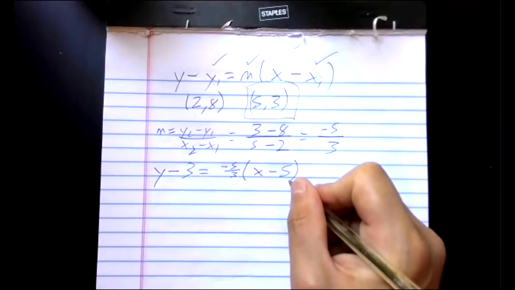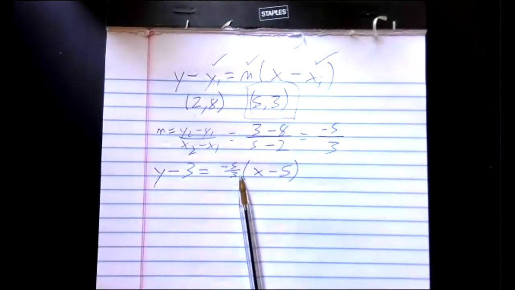Now, because the problem said point-slope form, that's it. Just put your pen down. We're done with the problem.